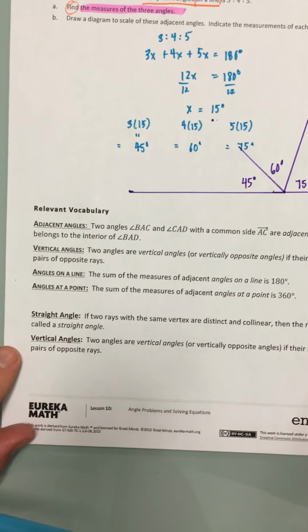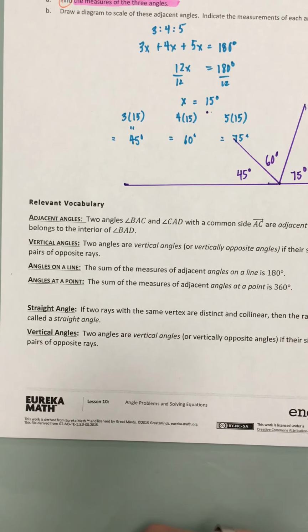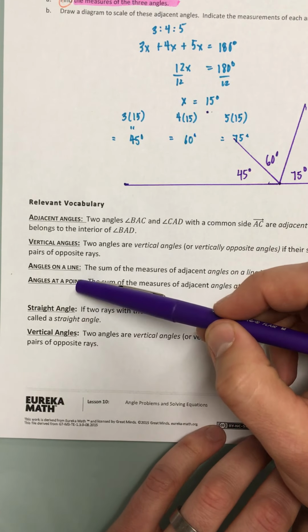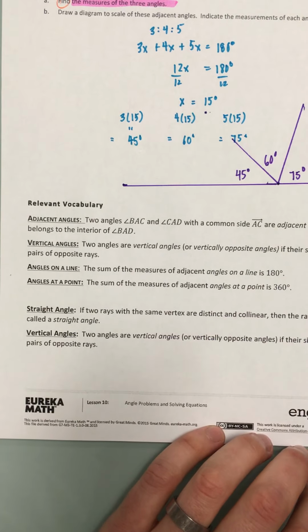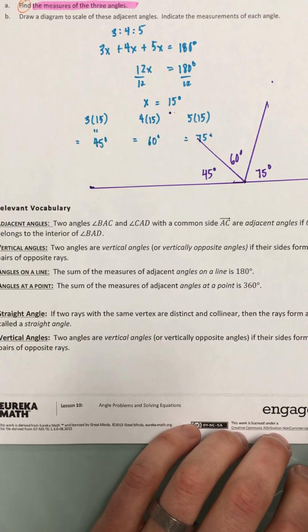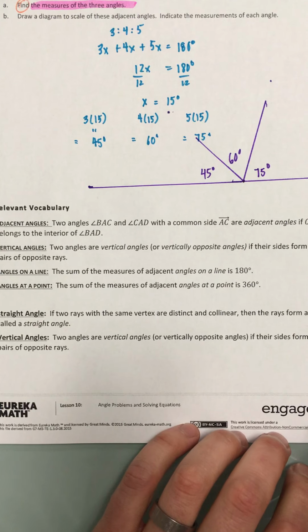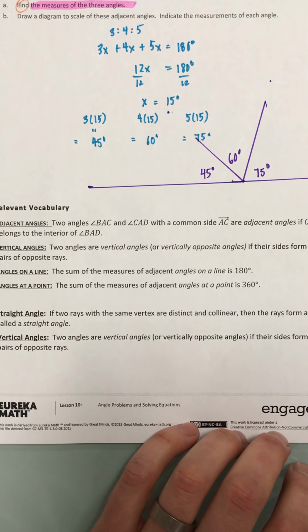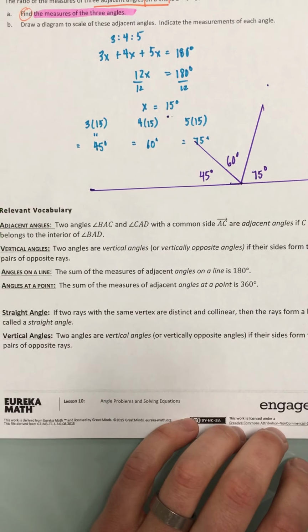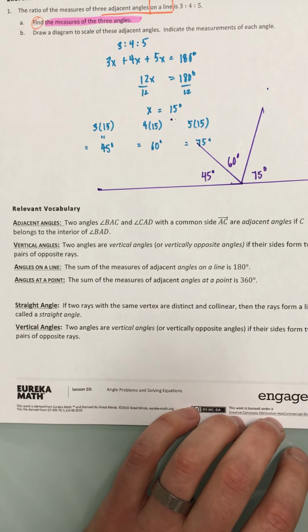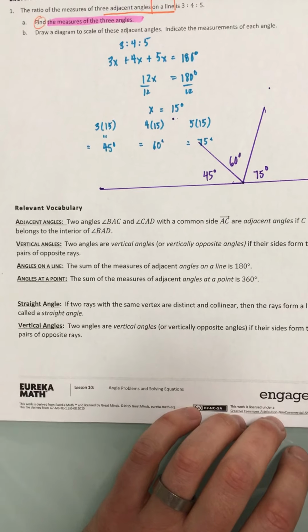Finally, some relevant vocabulary. We have adjacent angles, vertical angles, points on a line, and angles at a point. We also will want to include straight angle and vertical angles. So let me center this. You can pause, write down your definitions, and put those in your notebook.